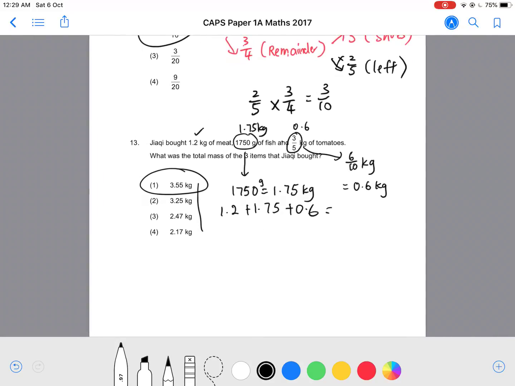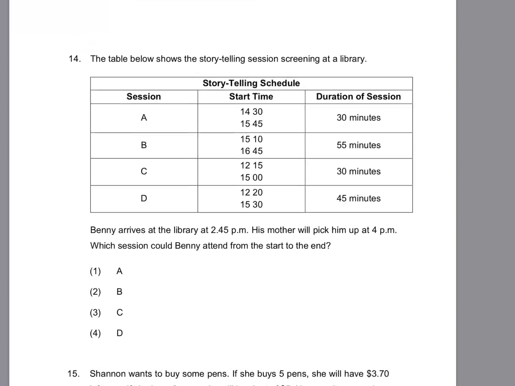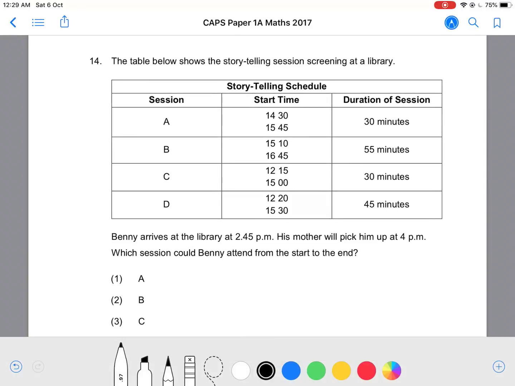Okay, question number 14. So you arrive at the library at 2:45. You need to be picked up by 4. So which session do you go? Let's look at it session by session. 2:30 is the start time, but you reach at 2:45, so you can't possibly attend this one at all.